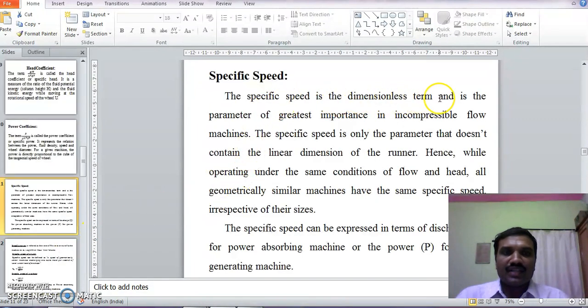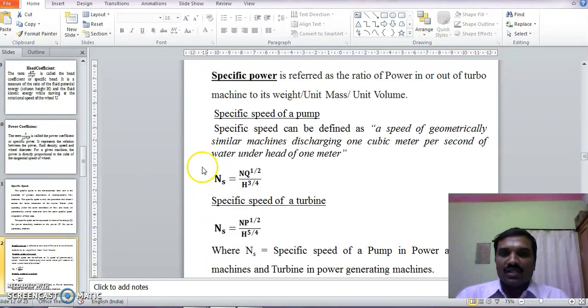Specific speed is the dimensionless term, the parameter of greatest importance in incompressible flow machines. Specific speed is the only parameter that doesn't contain linear dimensions of the runner. The specific speed can be expressed in terms of discharge Q for a power absorbing machine or power P for power generating machines. The specific power is referred to as the ratio of power in or out of the turbomachine to its weight or unit mass into volume.